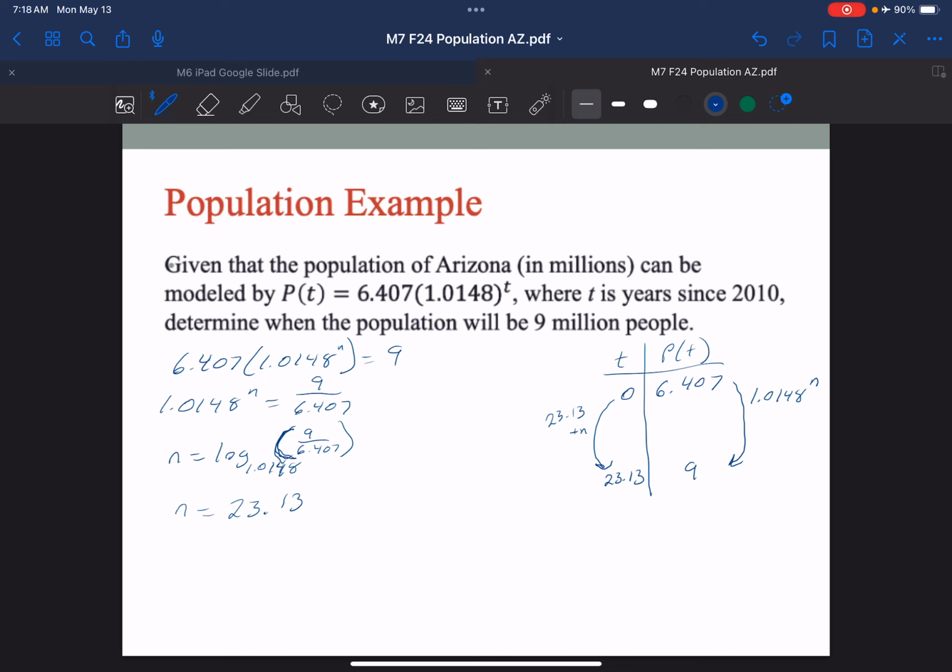And remember, t is measured in years since 2010. So that tells me that in 2033, the population of Arizona is projected to be 9 million.